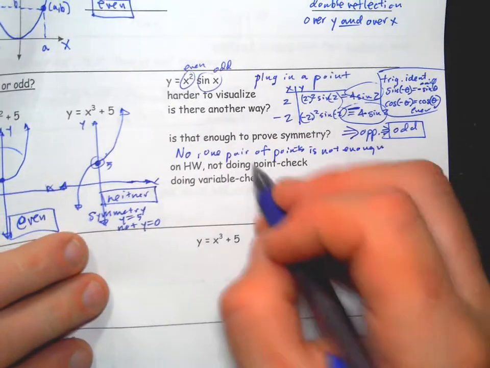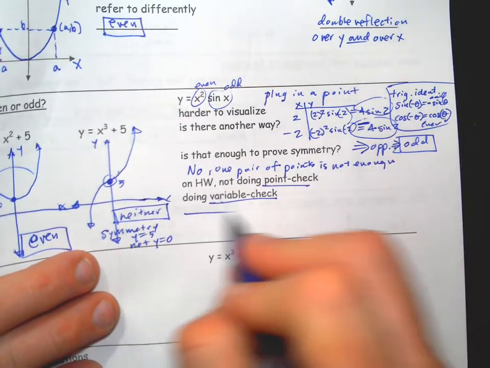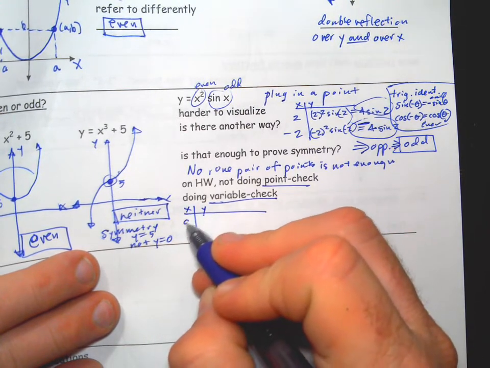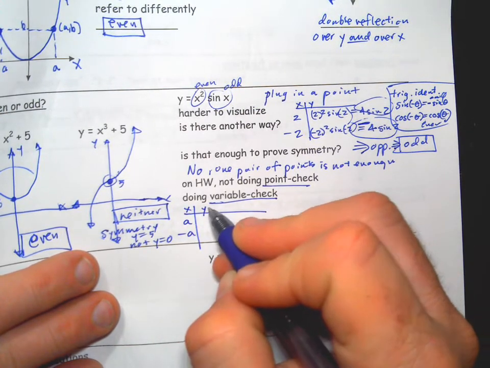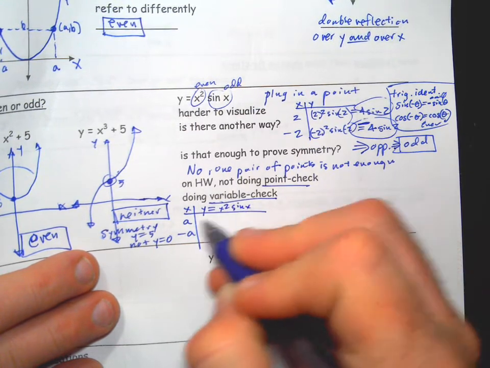Okay, so this is the way I want you to do it on the homework. We're not going to do point check. We're going to do variable check. So we're going to try and make it more generic. I'm going to say, let's plug a and negative a in. And this little table is just a nice way to organize it.